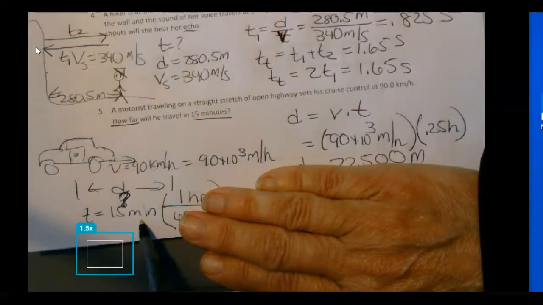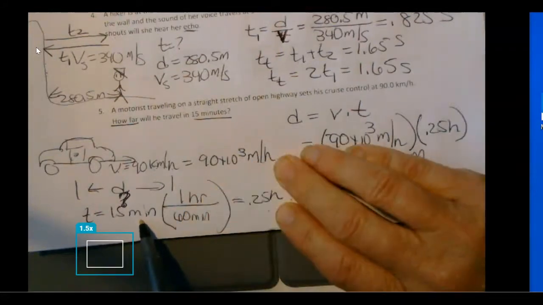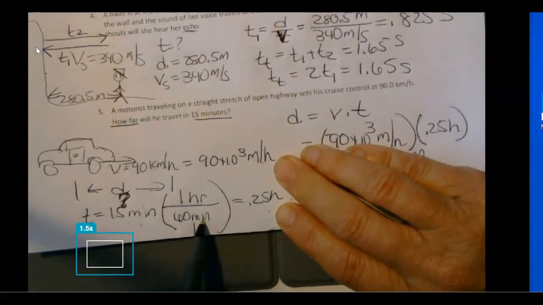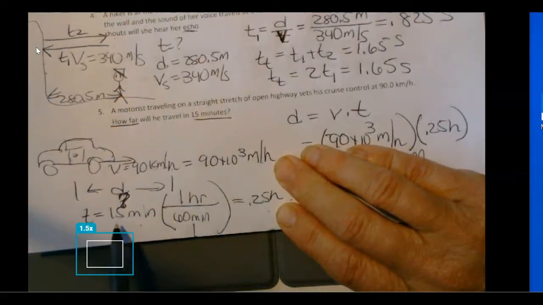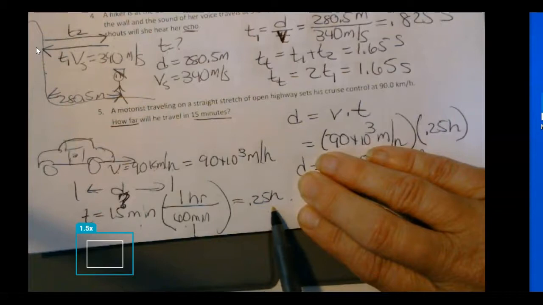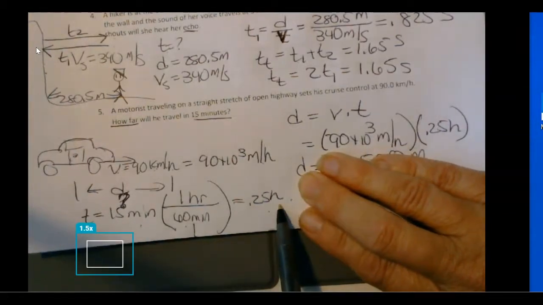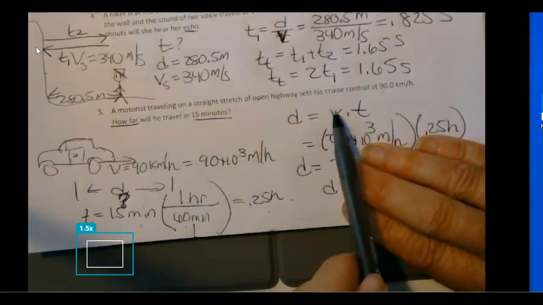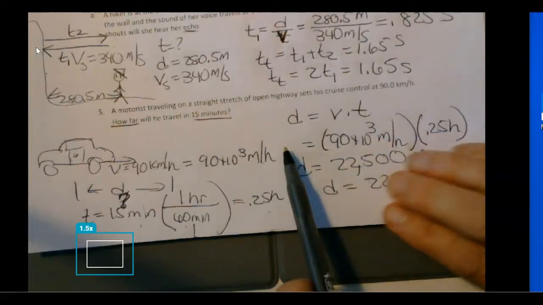And then I noticed this is in minutes. I can solve the problem for hours. So 1 hour is 60 minutes, so I put the 60 on the bottom so I could cancel the minutes out. So you do 15 divided by 60 and I come up with 0.25 hours. So now the time is in hours. Now I need to solve for how far. So the distance is, and now I have all the units matching.